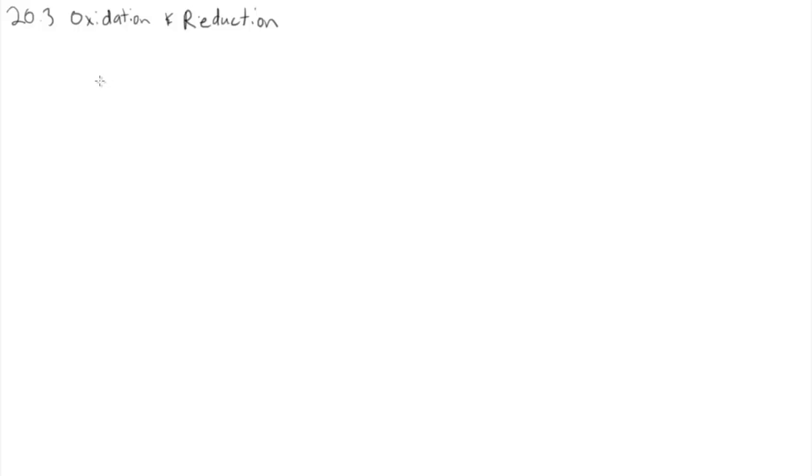In section 20.3, we'll start to look at oxidation and reduction, particularly as it relates to carbonyls. So the most useful way of examining oxidation and reduction with organic molecules typically is to think of oxidation as a decrease in the number of carbon-hydrogen bonds. Therefore, reduction would be an increase in the number of carbon-hydrogen bonds.